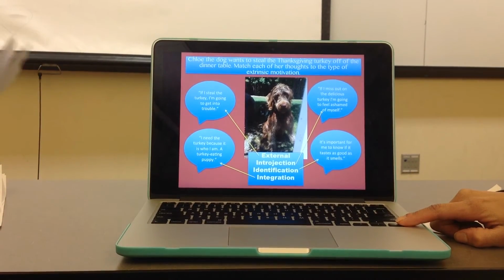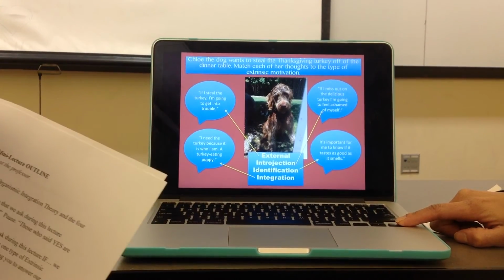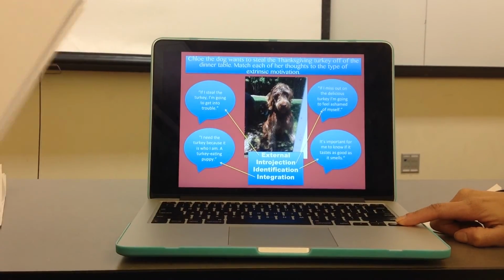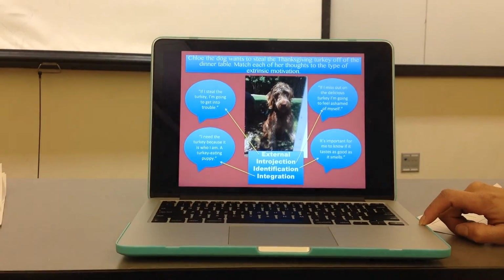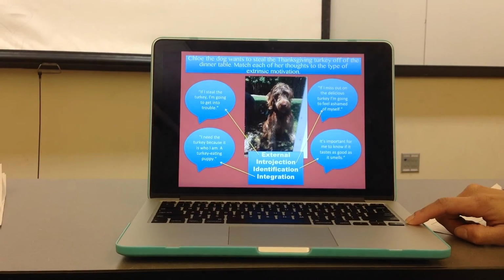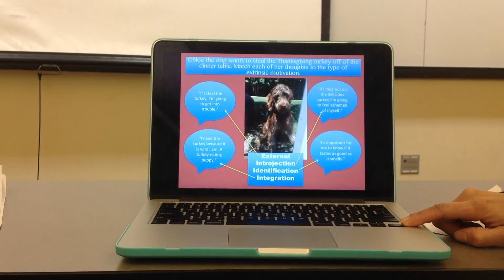Now, if time permits, at the end of our presentation, we're going to have each of the students share one of their examples that they wrote down throughout the lecture, and have the rest of the group decide which type of extrinsic motivation it is.